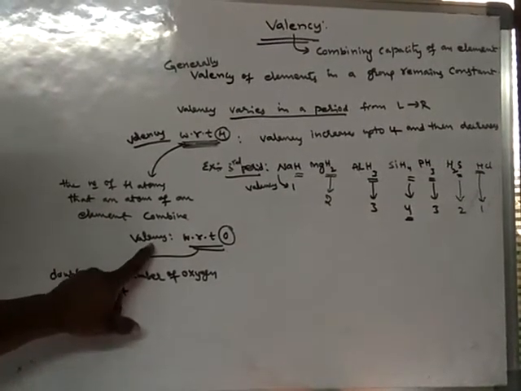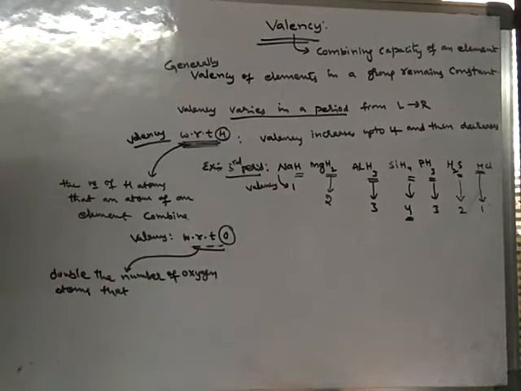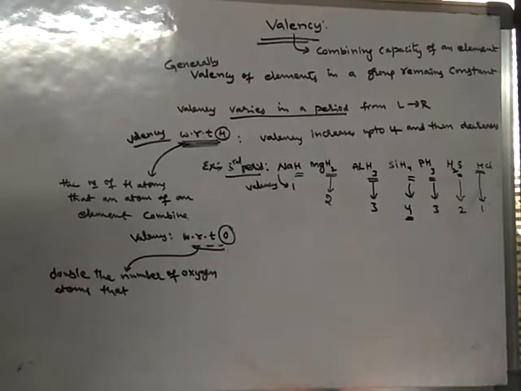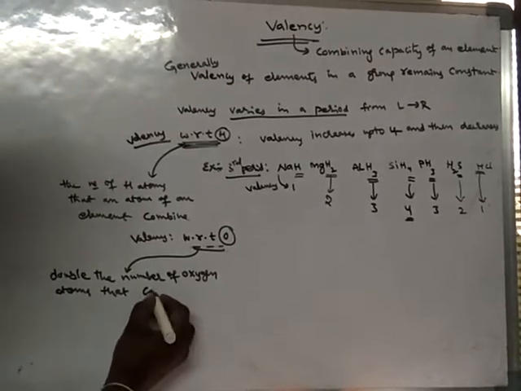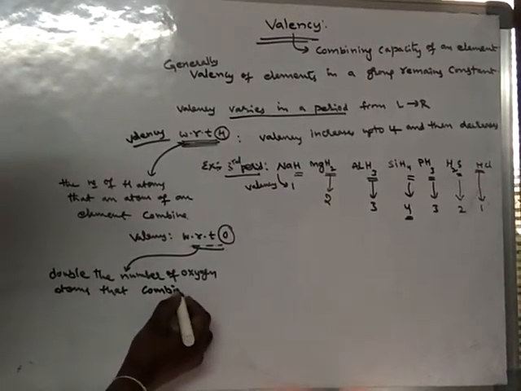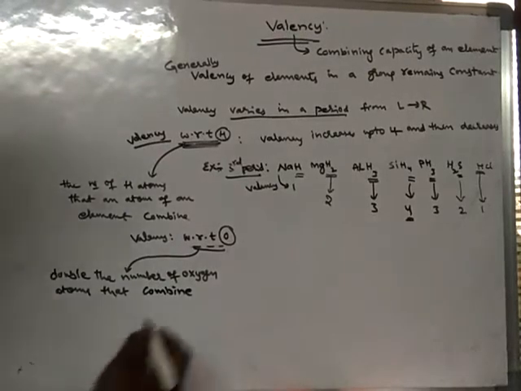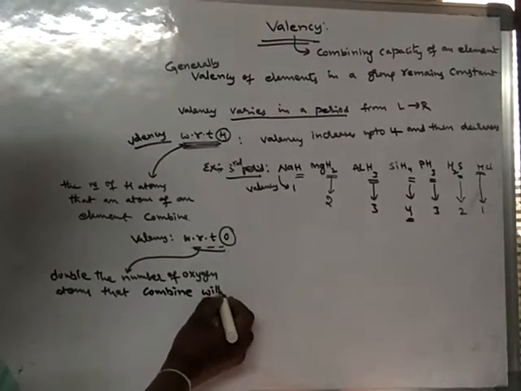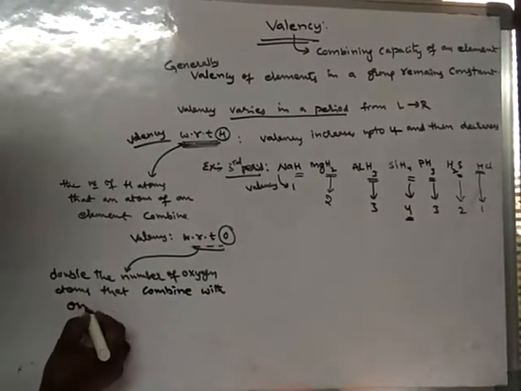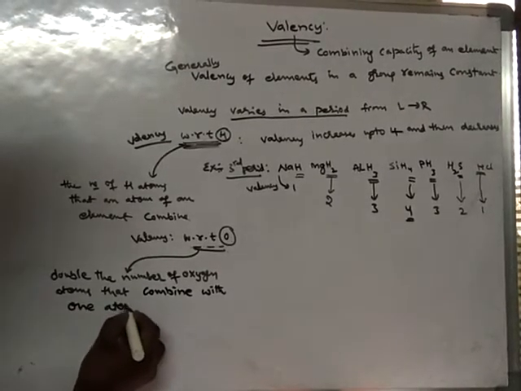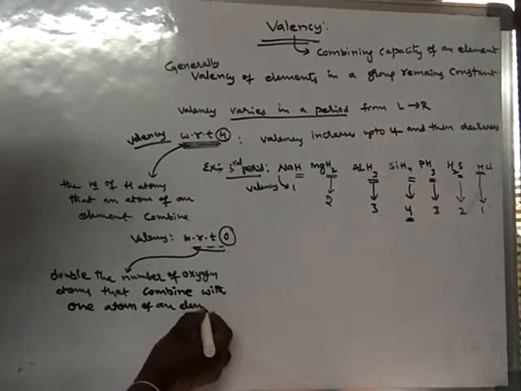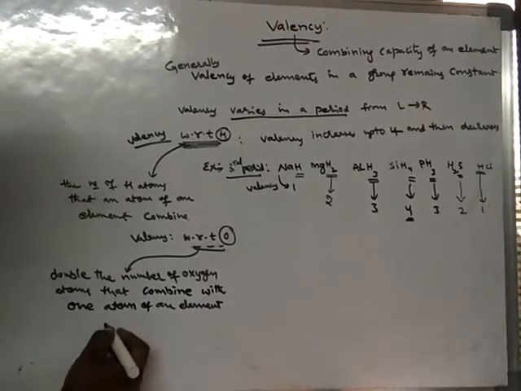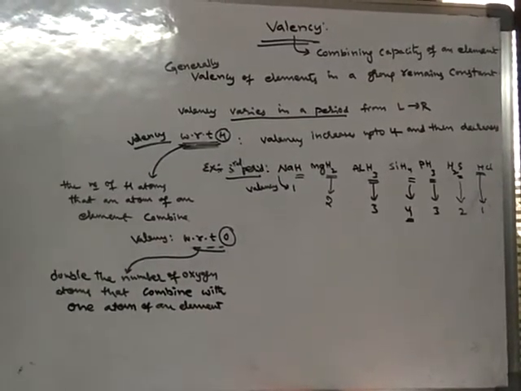See the valency with respect to oxygen. Actually, it is different, like this: double the number of oxygen atoms that combine with one atom of an element is called its valency.